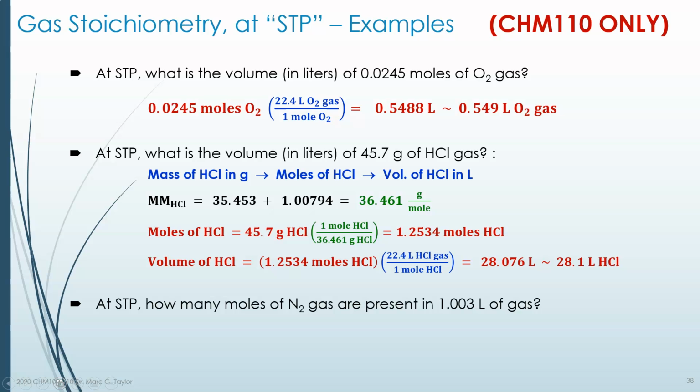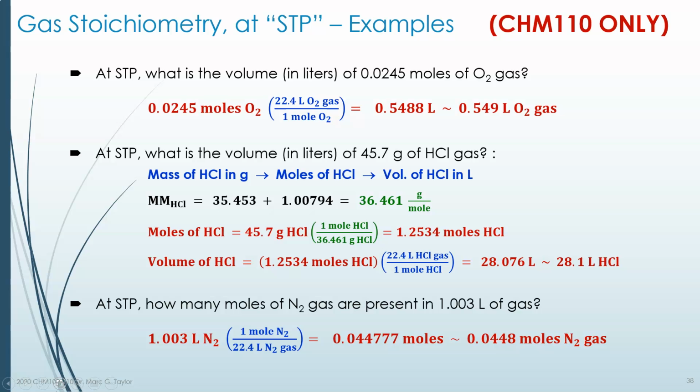The last problem on this page, at STP, how many moles of nitrogen gas are present in 1.003 liters of gas? So now we're starting with liters, and we're going to convert that to moles. So you're going to use the same conversion factor, but it's going to be flipped upside down. You want the liters on the bottom. You want the moles on the top shown in blue, and that allows the liters of gas to be canceled with liters of gas, and all you're left with are moles of nitrogen gas.